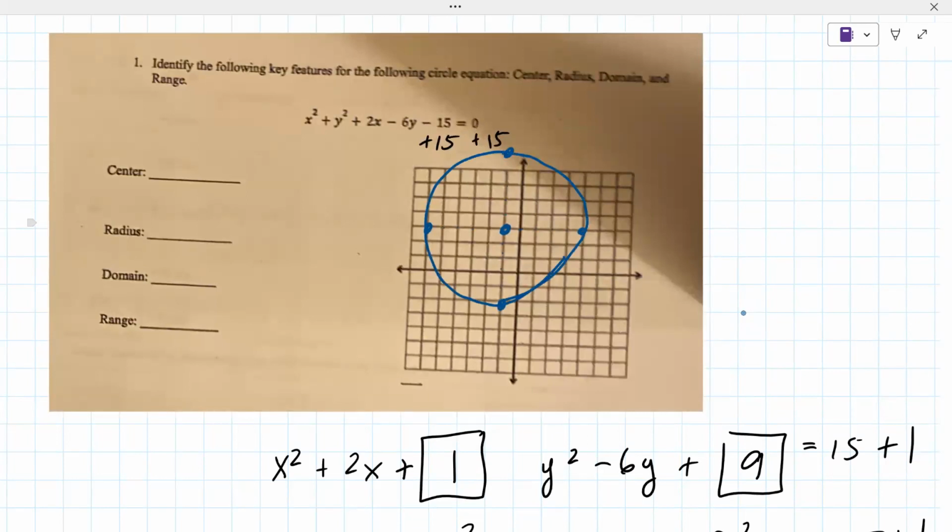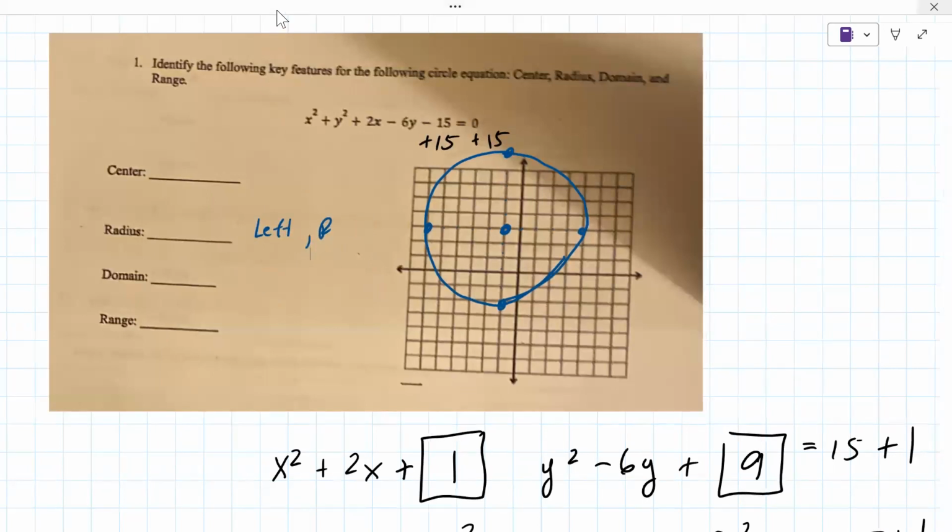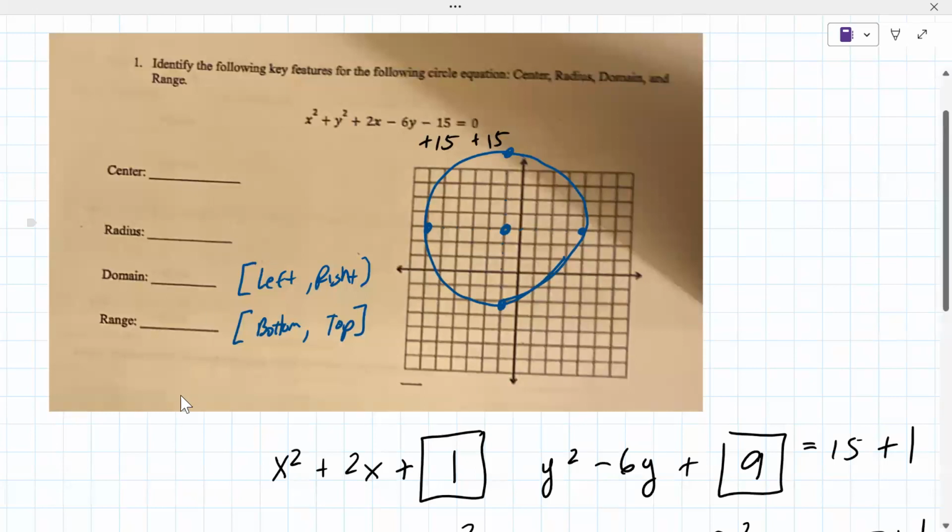And that helps you with the domain. You got to go left to right. Left to right, I'm sorry, I got that. And then the range is the bottom to the top. So domain equals left to right. Range equals bottom to top.